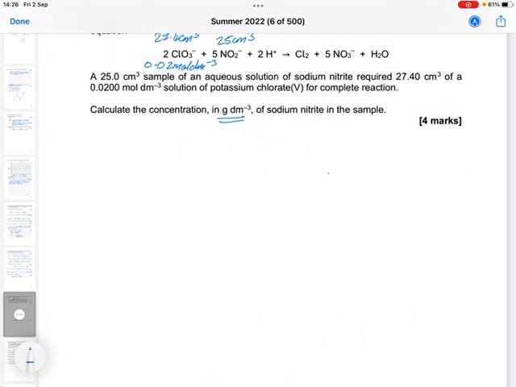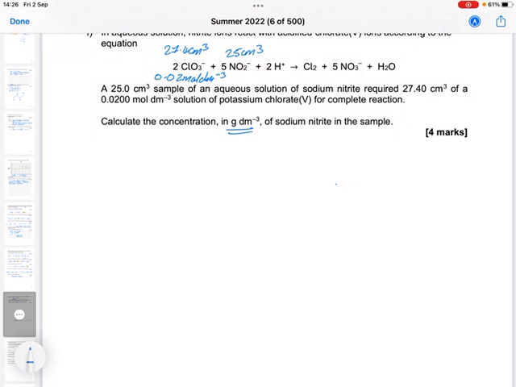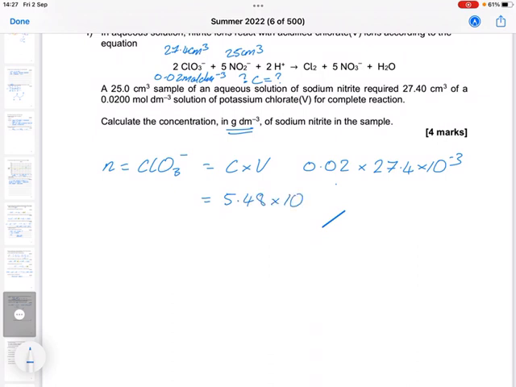So I need to get the concentration of the sodium nitrite, that's this bit here. So I need the concentration of that first in moles per decimetre cubed. This is a mole calculation. I can actually start by working out the potassium chlorate. So the number of moles of the chlorate is concentration times volume. So the concentration is 0.02 times 27.4 times 10 to the minus 3. If I work all that out, that gives me 5.48 times 10 to the minus 4.